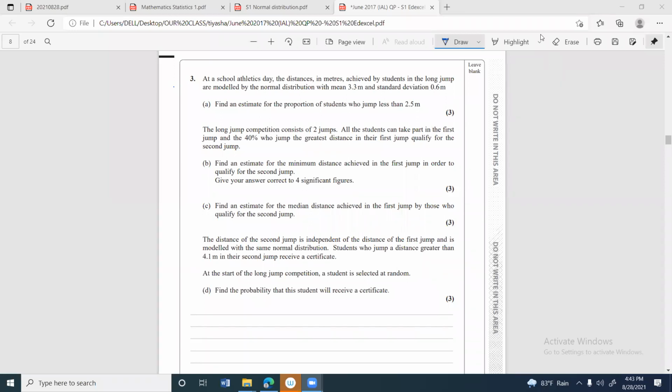At a school athletic day, the distance in meters achieved by students in a long jump is modeled by a normal distribution with mean 3.3 and standard deviation 0.6. Then we can start the question. X is the distance they jump in the long jump event today. So this distance has a normal distribution with mean 3.3 and variance 0.6 squared. Find the estimated proportion of the students who jump less than 2.5. We need to find the probability that X is less than 2.5.